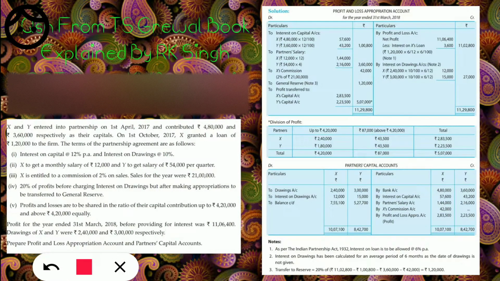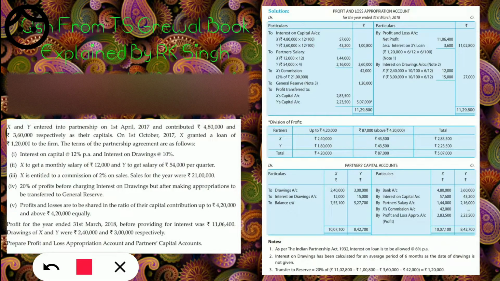Now third point, X is entitled to a commission of 2% of sale. As we know, there are different types of partners, active partner, sleeping partner. This sentence shows that X is a working partner, an active partner, and he is selling goods, and upon sale he is getting 2% as commission.